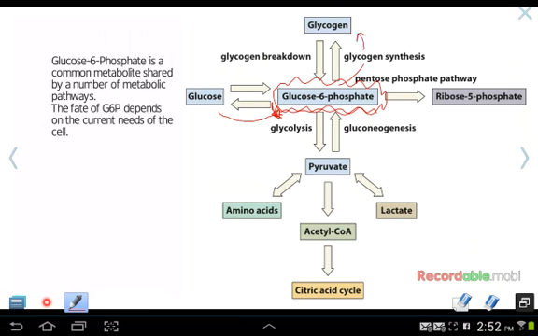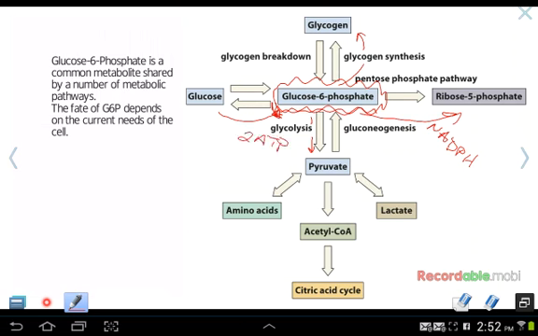Remember that big polysaccharide molecule that stores glucose? It can be shuttled down into the pentose phosphate pathway in order to make ribose 5-phosphate. And remember, this also generates us some NADPH. We can also undergo glycolysis to make pyruvate, which remember generates a net of 2 ATP molecules.